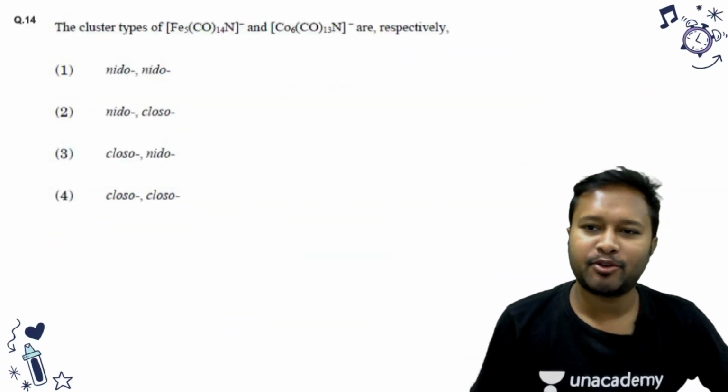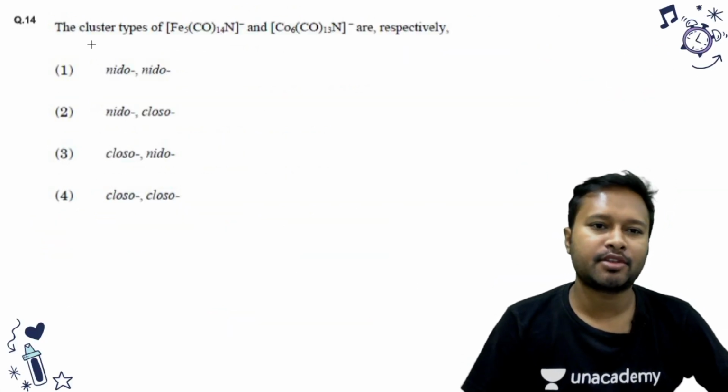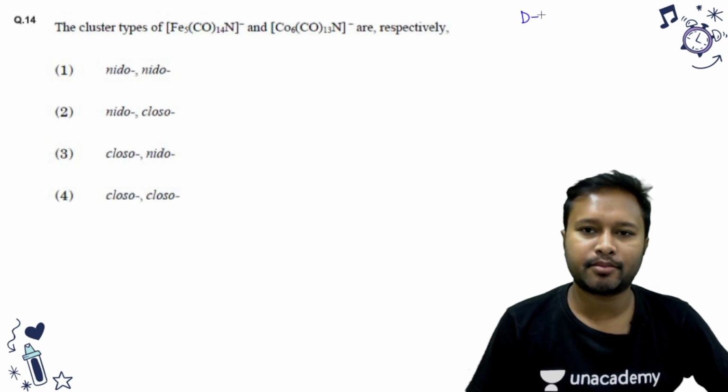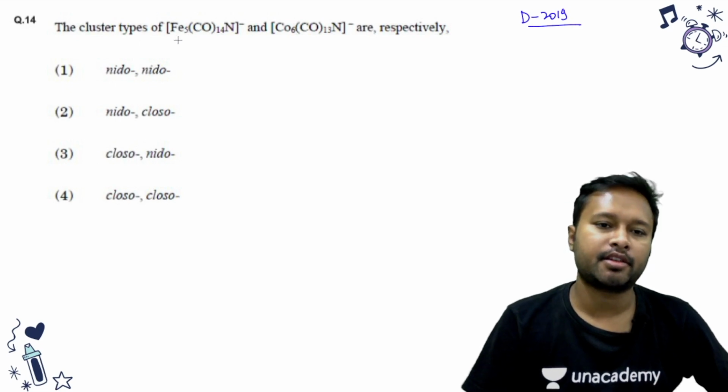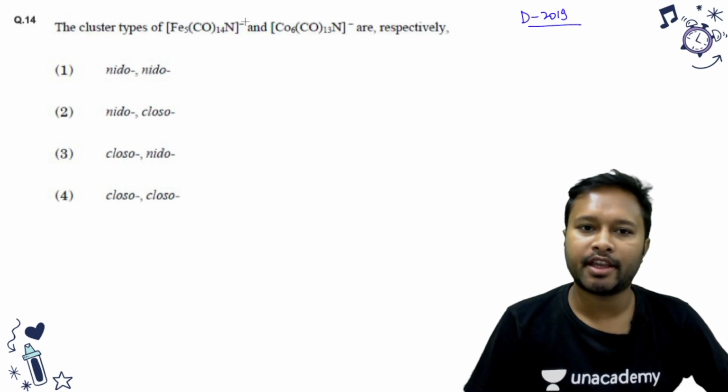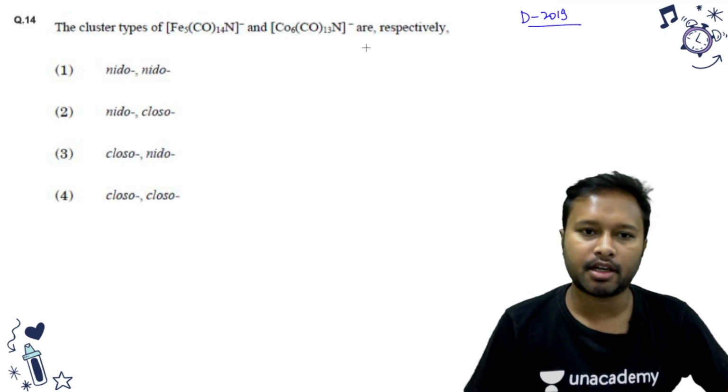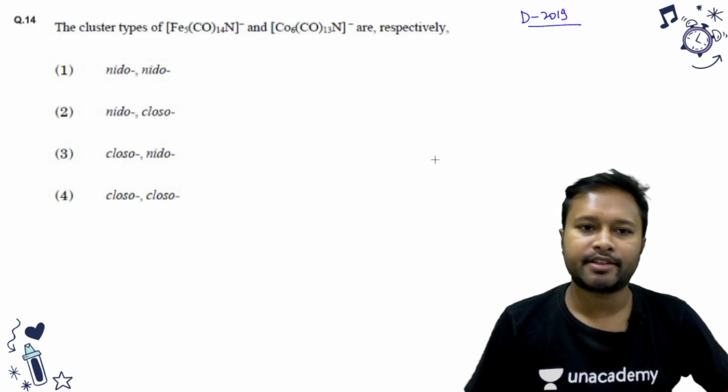Alright guys, let's look at this particular question. This was again asked in December 2019, and this was again a 4-marker question. It says the clusters are [Fe5(CO)14N] minus and [Co6(CO)13N] minus. They're asking what type of clusters they actually are. So let's try to do it.